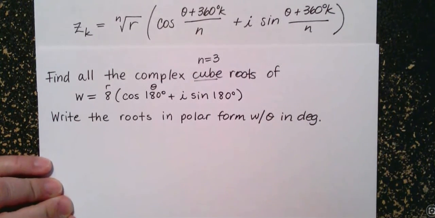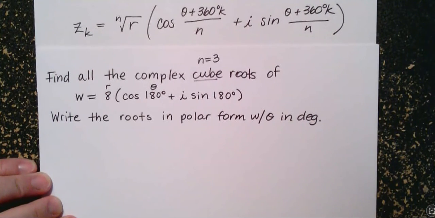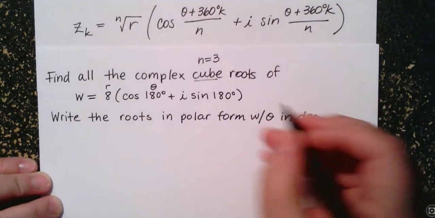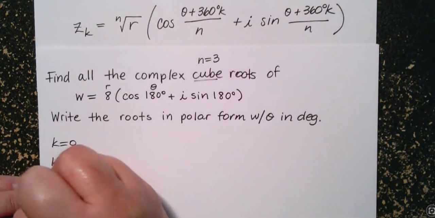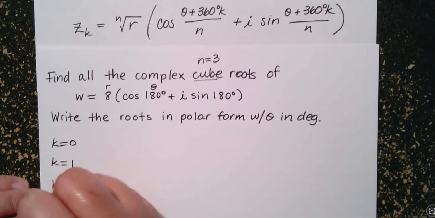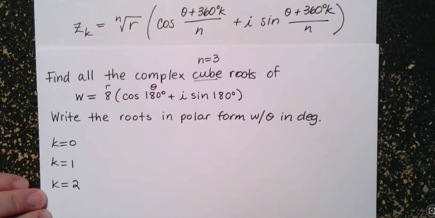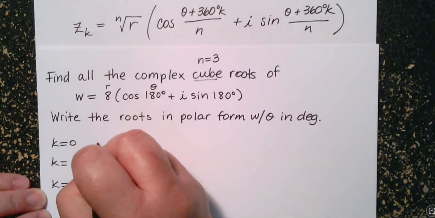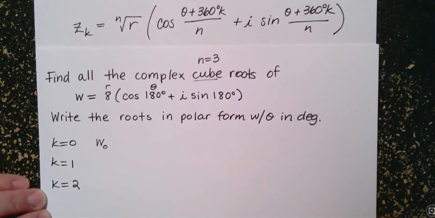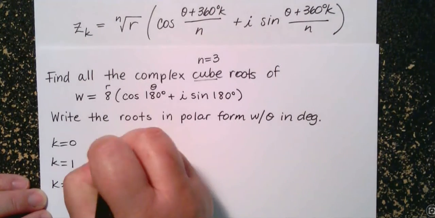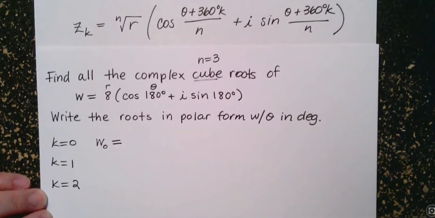And k is going to start out, remember k starts out with 0, and it goes until we get to n minus 1. So I'm going to have to do this 3 times. I'm going to have to do it for k is 0, for k is 1, and for k is 2, because that's 3 minus 1. So first one, we probably should call it w sub 0 instead of z sub 0. It really doesn't matter. We can call it z sub 0 either way.